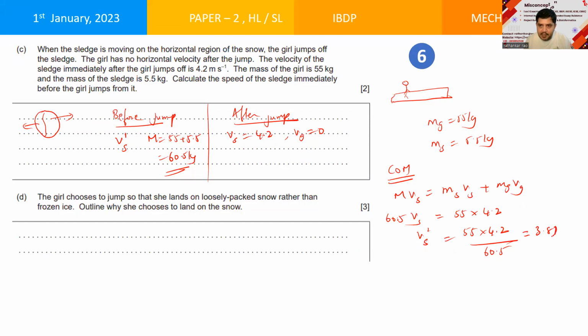3.818 or 3.82 unit meter per second. Okay, thus the answer here, the speed of the sledge immediately before the girl jumps from it is 3.82 meter per second. The moment the girl jumps outside, then what happens? There's an equal and opposite force acts on the sledge, and the sledge just starts moving faster, right? You would have observed it.